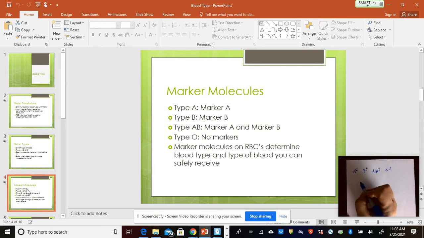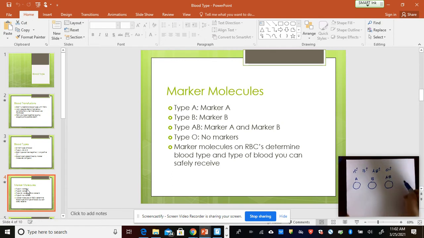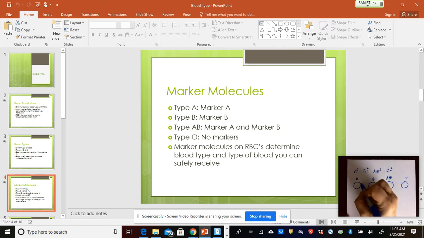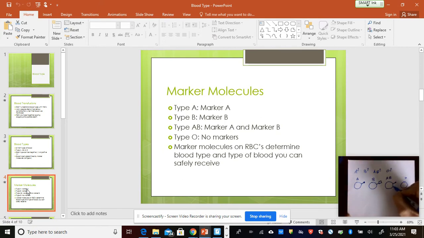So the way that I'm going to draw this out while I teach this to you is, let's just say that this is type A blood, this is type B blood, this is type AB, and then this is type O. So type A has a special marker on the outside of it that identifies it as type A. Let's say that this is what type A's blood marker looks like. Type B has a different kind of marker. Let's say that this is the type B marker. Type AB has both. And then type O has none. Okay? So these marker molecules on your red blood cells determine your blood type and the type of blood you could safely donate and safely receive.